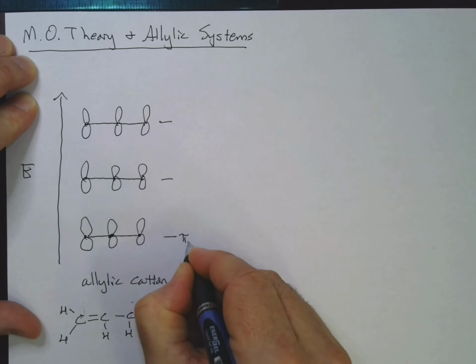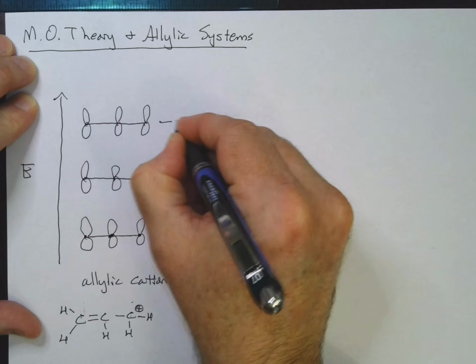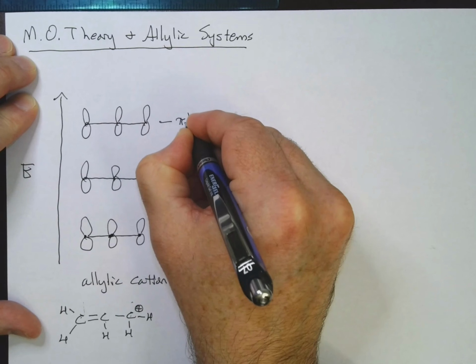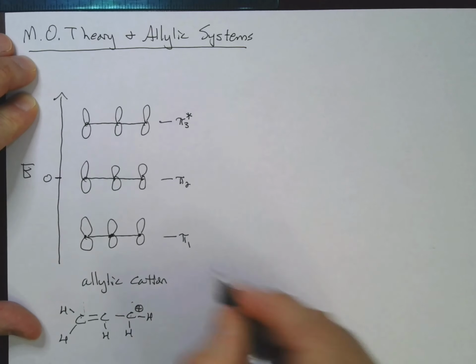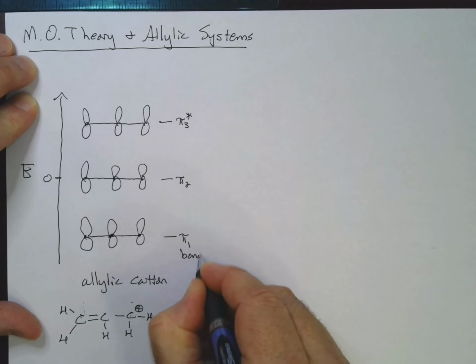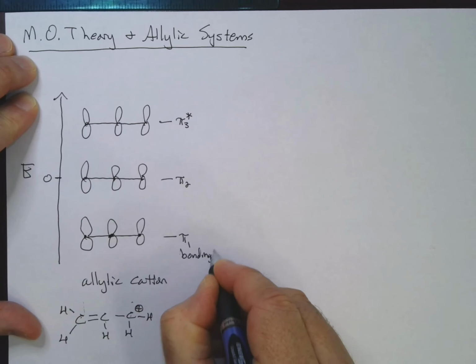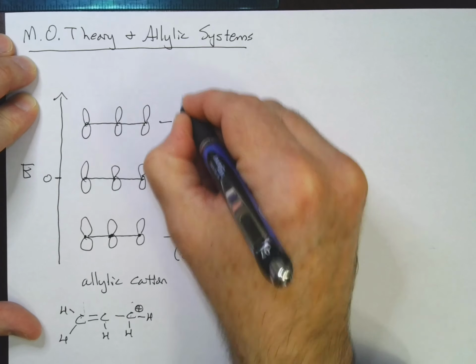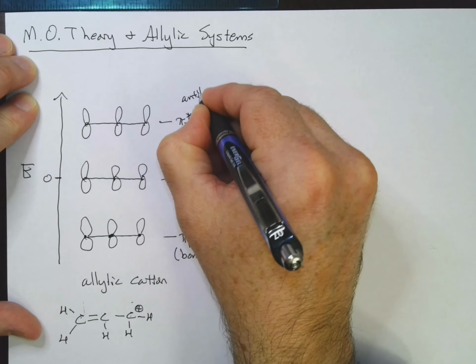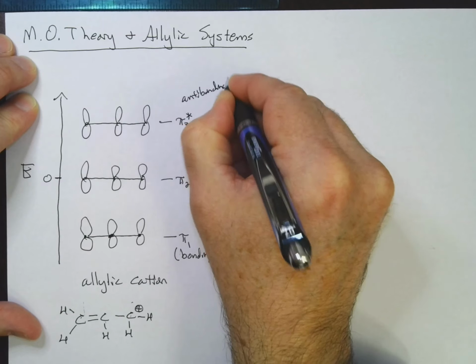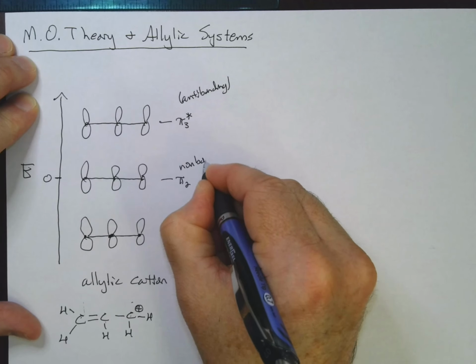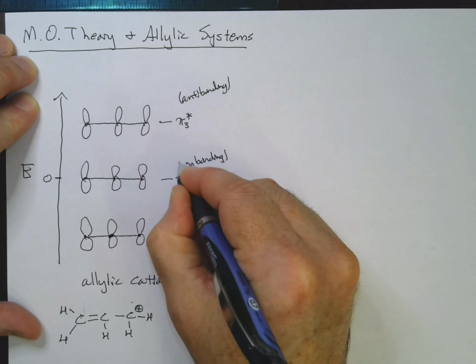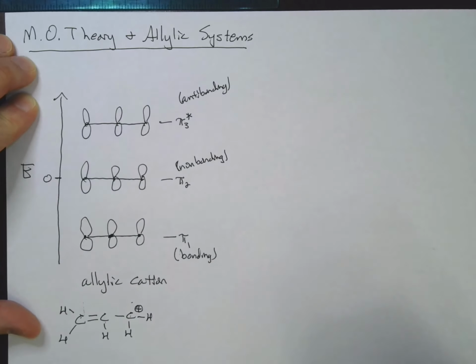So I'm going to have pi 1, pi 2, and pi 3. Pi 3 is actually pi 3 star. So my pi 1 is going to be bonding. My pi 3 star is going to be anti-bonding. And my pi 2 is going to be non-bonding. Doesn't contribute or take away from bonding.